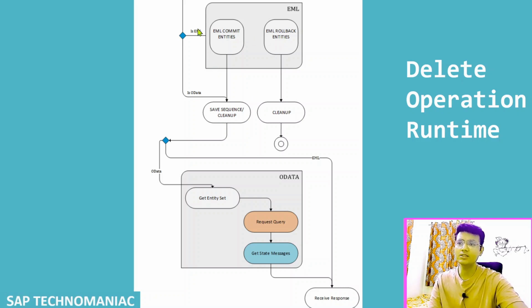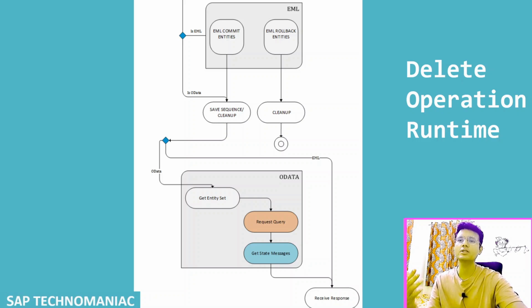If you have triggered through the OData service, it will directly trigger the save sequence. In the EML statement, if you have triggered commit, then it will trigger the save sequence as well. In the save sequence, we have 5 methods. Those 5 methods will be called one by one in sequence, and if everything went right, then the OData request will get the deleted data response. If it is deleted, then it will display the message that the data is successfully deleted. So this is how the delete operation works. It is similar to the update operation only.